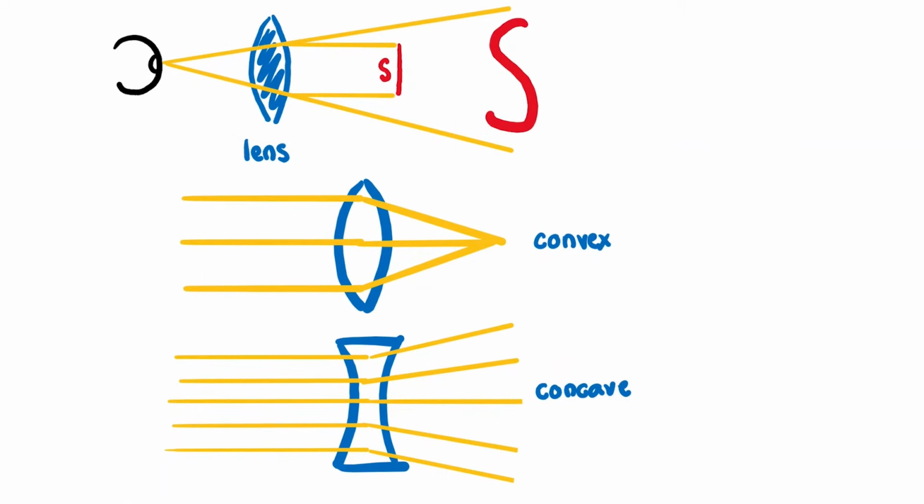Now, convex lenses have curves shaped outwards, while concave lenses are curved inwards. And convex lenses are usually what are used in microscopes. So at the top, you can see our little eyeball, and through the eyeball, we have light passing through. The small s is supposed to be our sample.